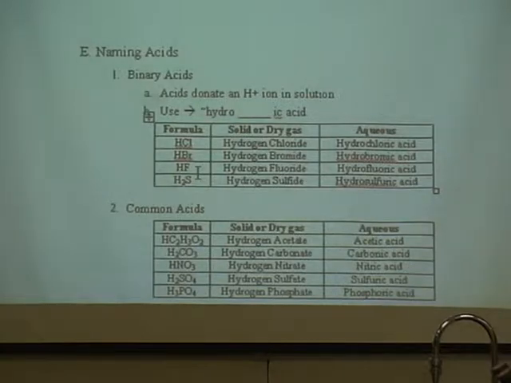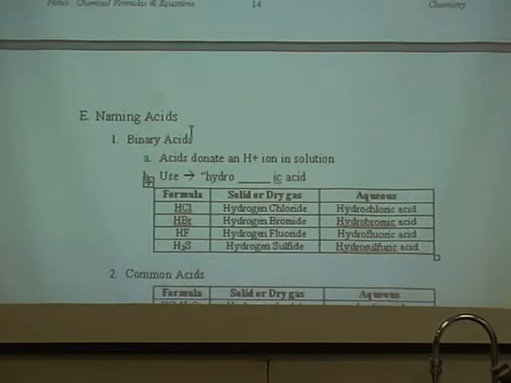When we name special things like acids, we have to give them special names too because they're so commonly used. We have some special rules there, so let's go through these rules. We'll start with this one. You can see we have binary acids. Binary, again, means two. It means the acid is only comprised of two elements.